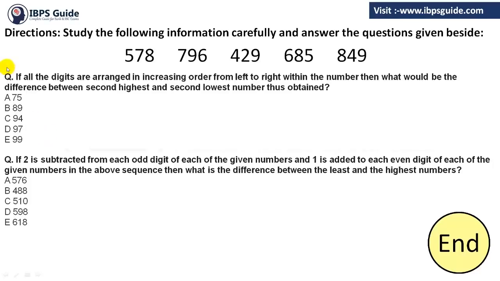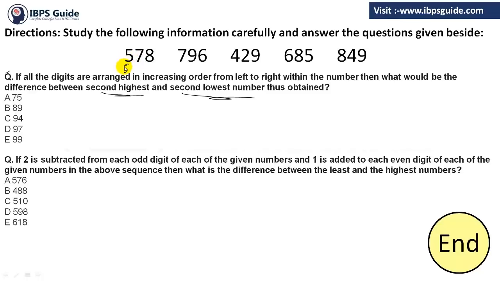So what we actually have: if all the digits are arranged in increasing order from left to right within the number, then what would be the difference between the second highest and second lowest number thus obtained? Now see what we have to do. We have to arrange all the digits in increasing order, from left to right. So increasing order will be like this.